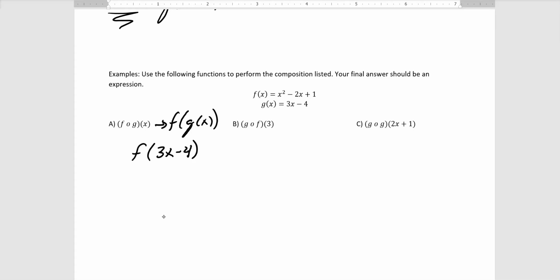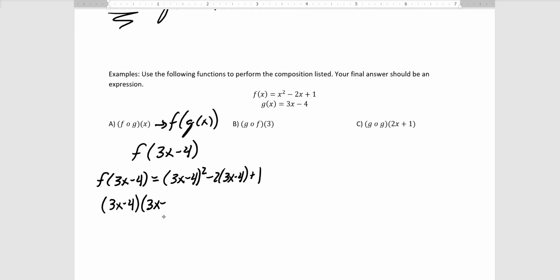So I will end up having f of 3x minus 4 equals (3x minus 4) squared minus 2 times (3x minus 4) plus 1. I'm definitely writing over into b here. I don't want to be doing that. Okay, so (3x minus 4) squared, I'm going to be multiplying that out: 3x minus 4 times 3x minus 4. I can distribute this negative 2. Negative 2 times 3x is negative 6x. Negative 2 times negative 4 will become positive 8, and then plus 1.